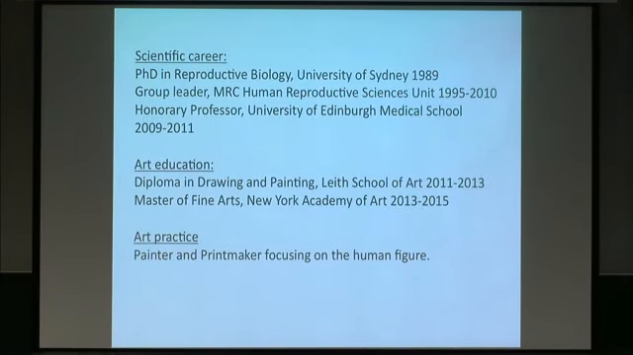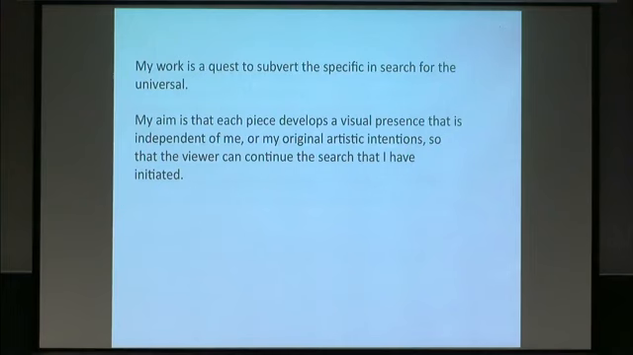Just by way of introduction, I was a scientist. I did my PhD in reproductive biology and worked as a medical researcher in the medical school of the University of Edinburgh for about 15 years. And then I gave that career up to pursue my passion for art. I studied drawing and painting at the Leith School of Art in Edinburgh, and then I did an MFA in New York. I'm predominantly a painter and printmaker, now residing in Cambridge. I'm interested in the human figure, and my work is a constant struggle to subvert the specific with the aim of reaching something a little bit more universal.